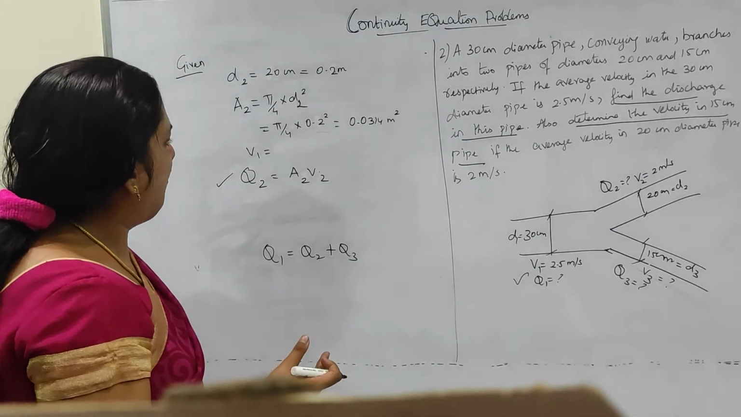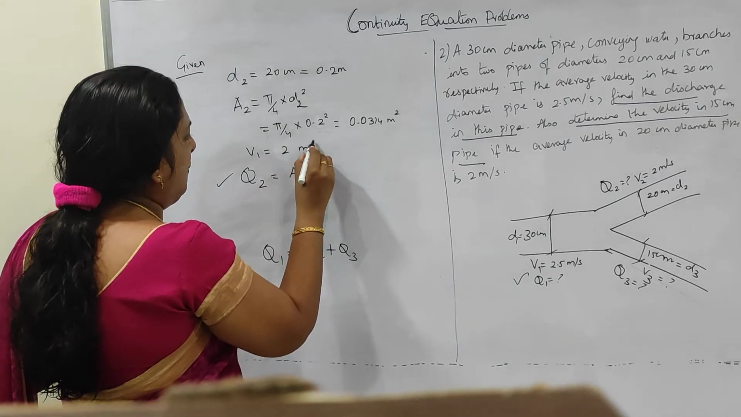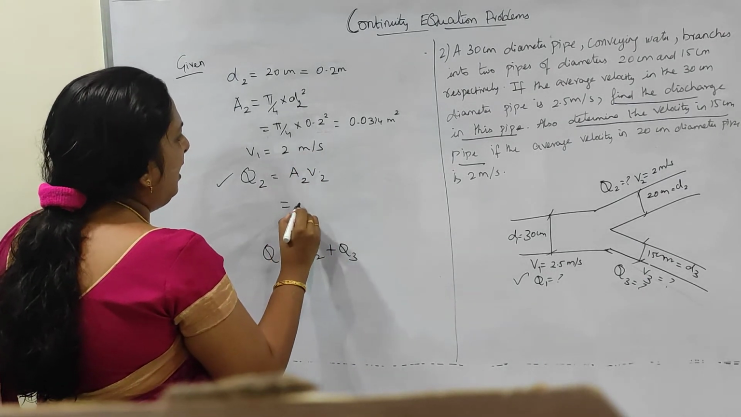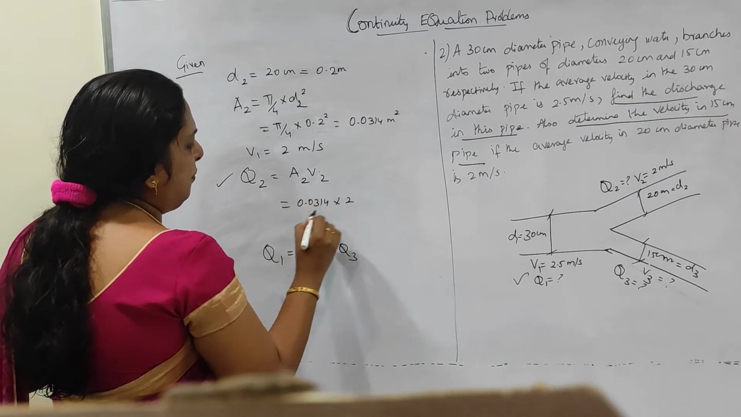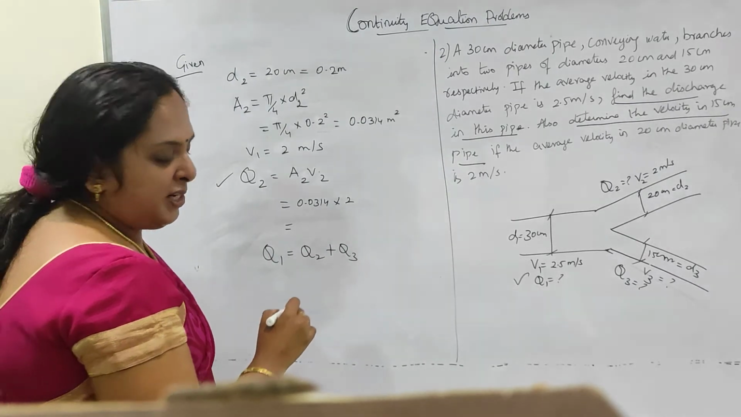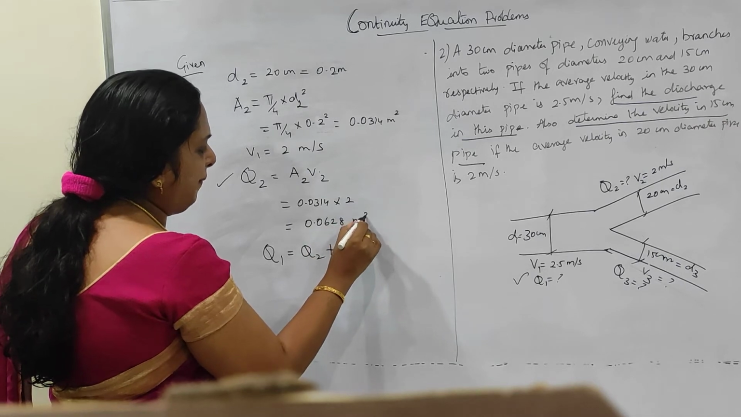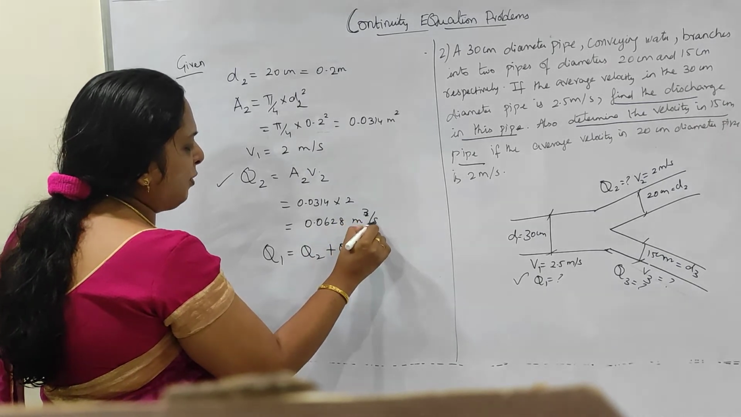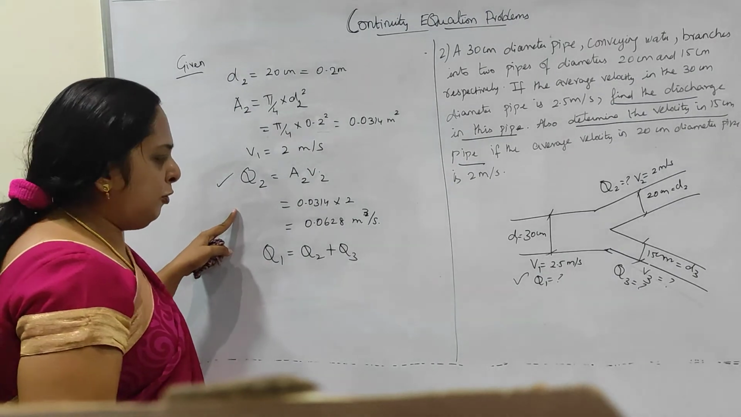So I have found A1, V1 and A2, V2. V2 is also given, 2 meter per second. Substitute in this equation: A2 is 0.0314 and V2 is 2 meters. What is the value of my discharge Q2? Q2 is equal to 0.0628 meter cube per second. Because it is a discharge, it is meter cube per second. So now I have found Q2 also.